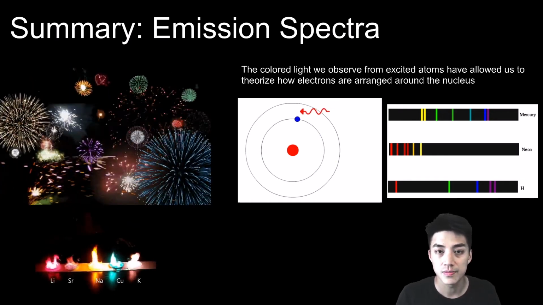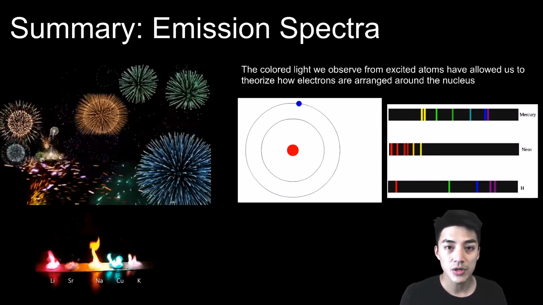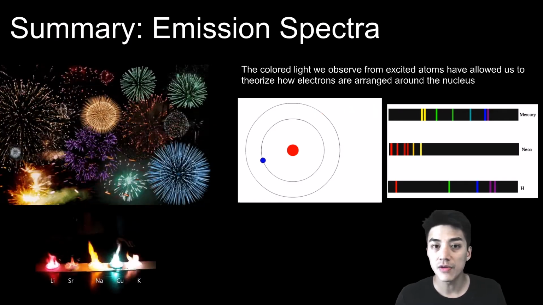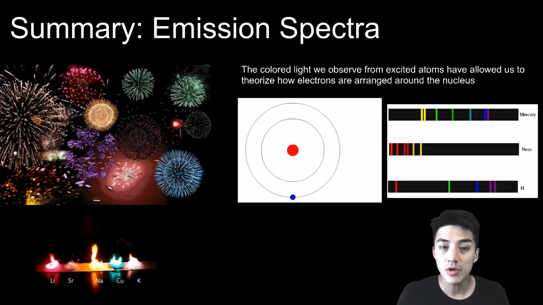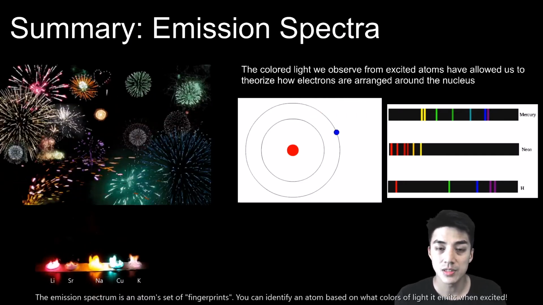the emission spectrum. The emission spectrum is different for every element. So for example, copper, when it gets excited, emits green light. Sodium gives off yellow light. Lithium and strontium, red light. So the emission spectrum can be thought of as almost like the atom's fingerprints.